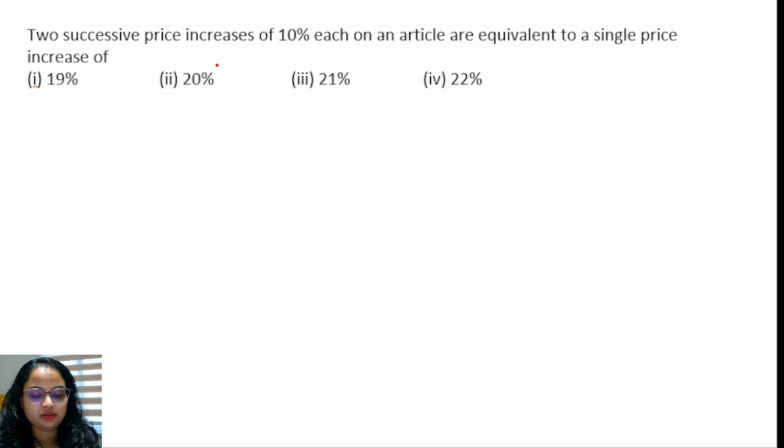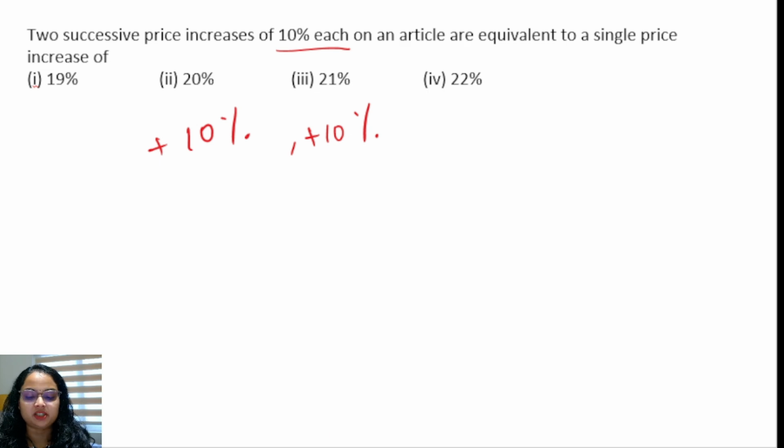Two successive price increases of 10% each on an article is equivalent to a single price increase of what? That means a 10% increase is done 2 times. Okay, so it is plus 10 plus 10%. So what is the net increase percentage?